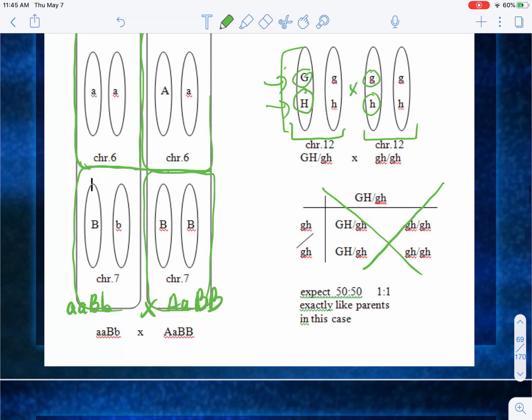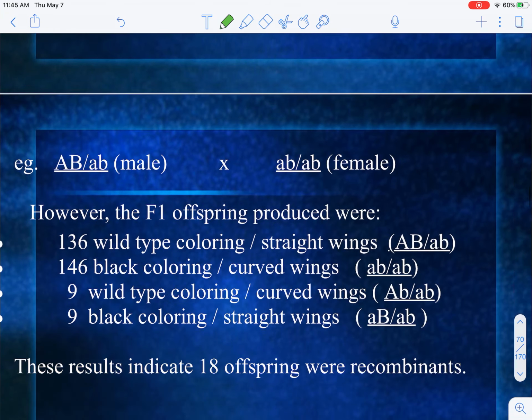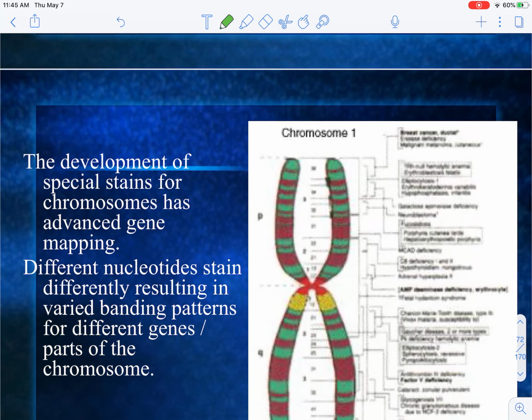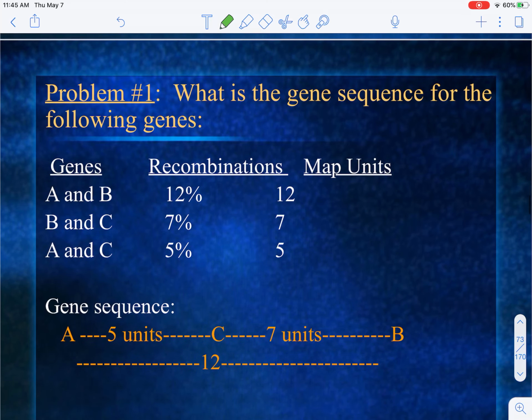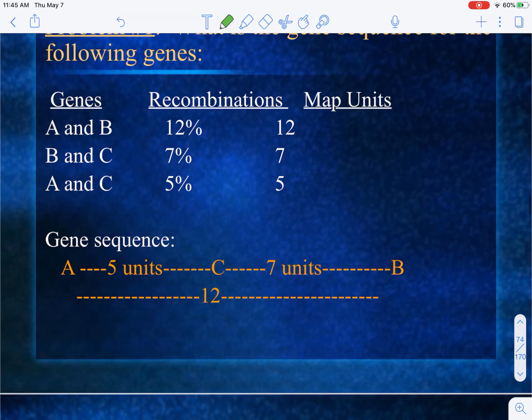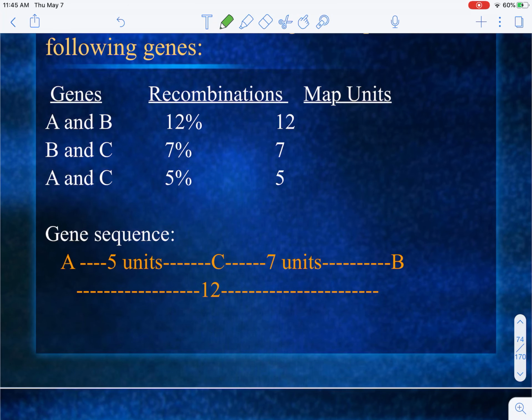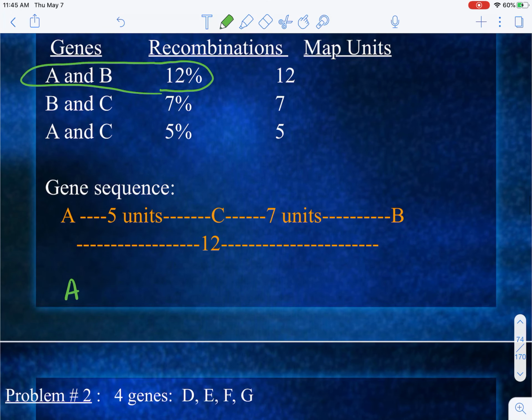I just wanted you to know that when they test these crossovers, we're looking at chromosomes with the genes on that same chromosome. And all you need to do is look at the data that's given. So here's an example where they just say there's genes A, B, and C. Let's draw the gene map.